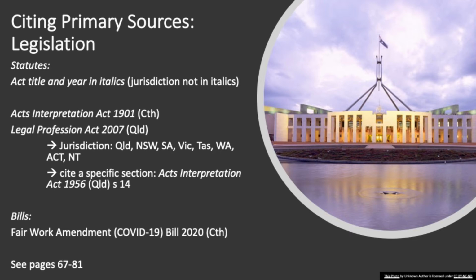The way that we do that is that we abbreviate the jurisdiction in round brackets. So if the Act has been passed by the Federal Parliament, we would place a capital C and then lowercase t and h in round brackets, and that indicates to the reader that it is a Commonwealth piece of legislation. If the legislation is passed by a state or territory parliament, we need to abbreviate it according to the list on the slide that you can see there. So, for example, Queensland is a capital Q and then a lowercase l and d, and New South Wales is all capitals NSW.